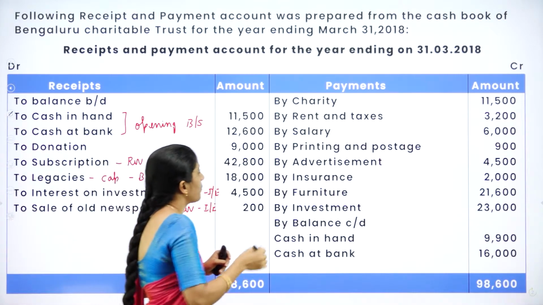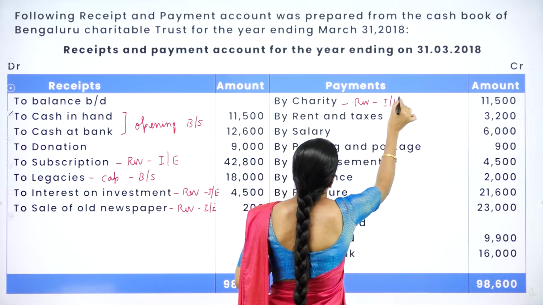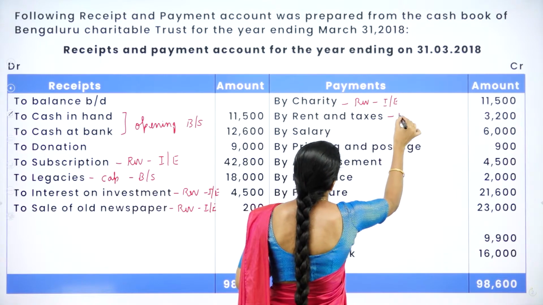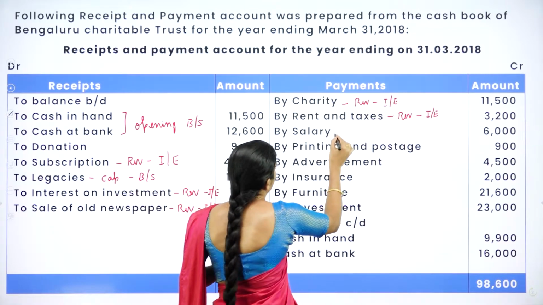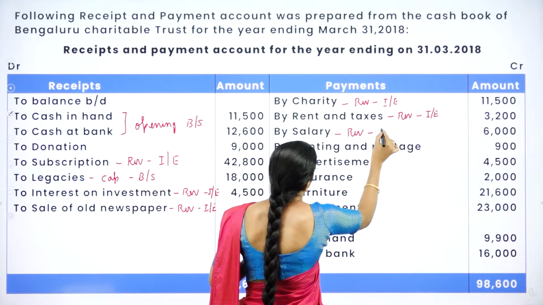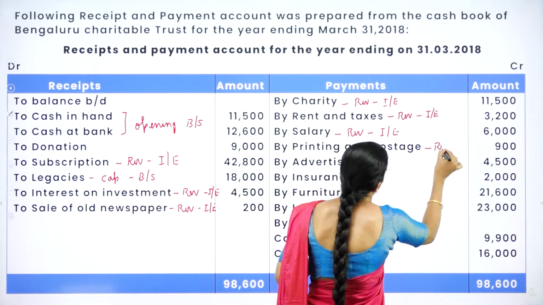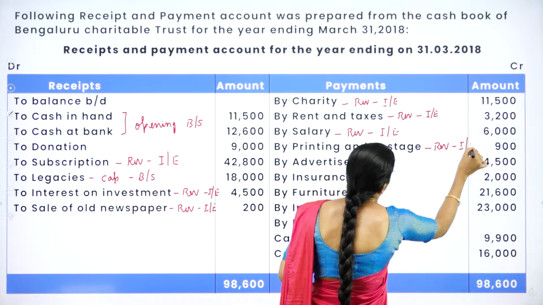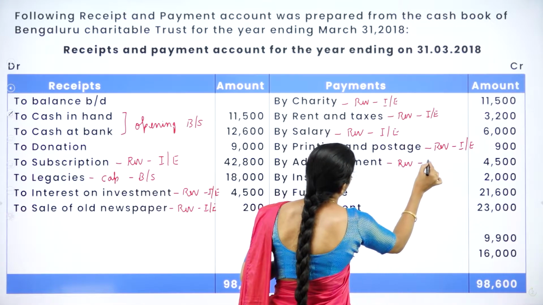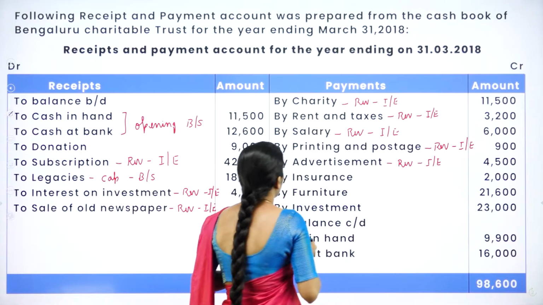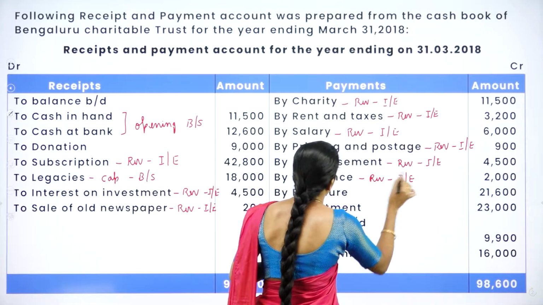Now coming to the payment side, we have charity. It is a revenue item and comes under the income and expenditure account. Next, rent and taxes, a revenue item, income and expenditure account. Salary, also a revenue item, income and expenditure account. Printing and postage is recurring in nature, so it is a revenue item, income and expenditure account. Next, advertisement, a revenue item, income and expenditure account. Next, insurance, also a revenue item, income and expenditure account.